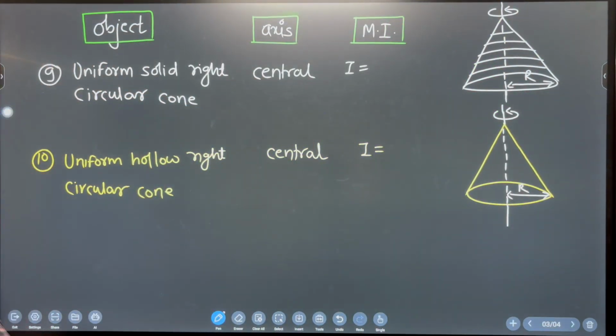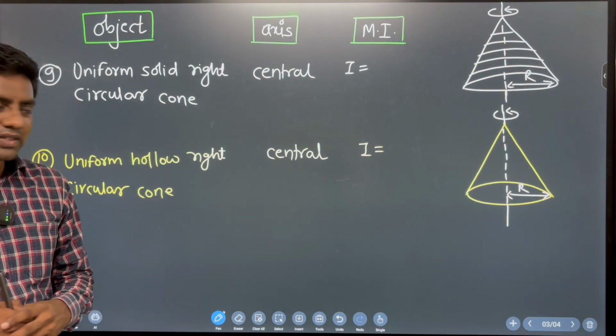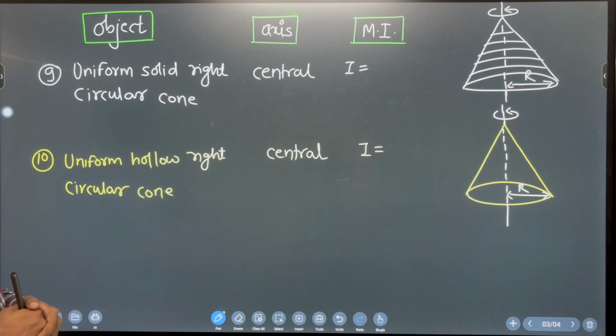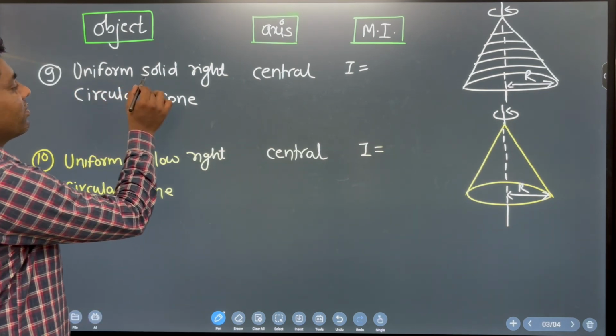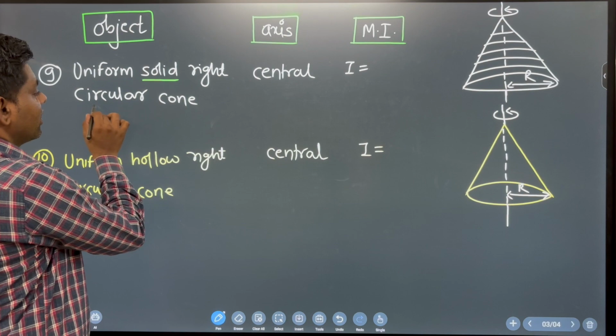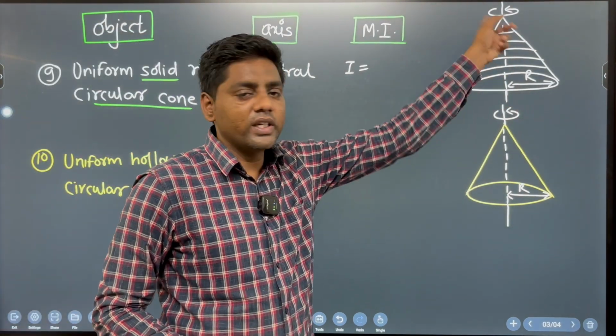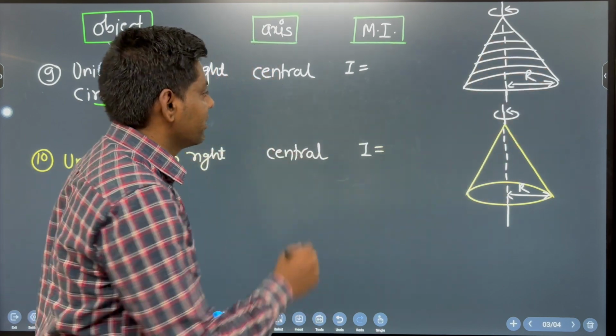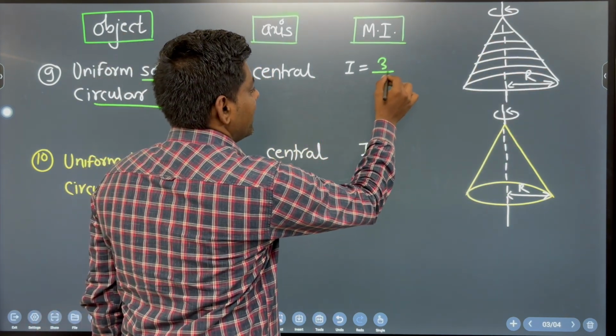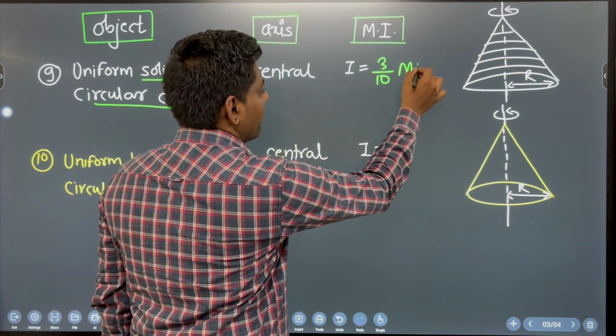So the last two shapes, so we complete the 10 formulas after completion of these two shapes. That is the uniform solid right circular cone. Now it is rotating about an axis passing through its center. Remember the formula, that is 3 by 10 mr square.